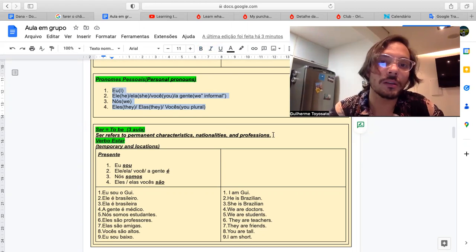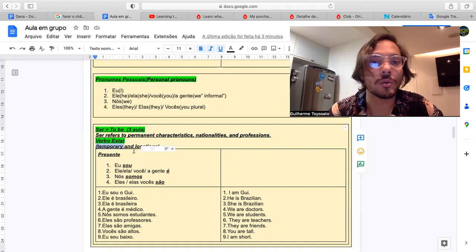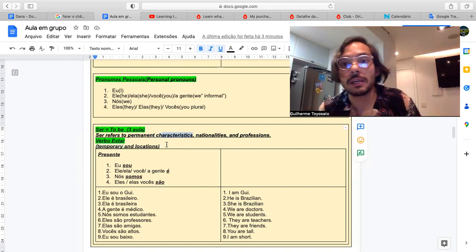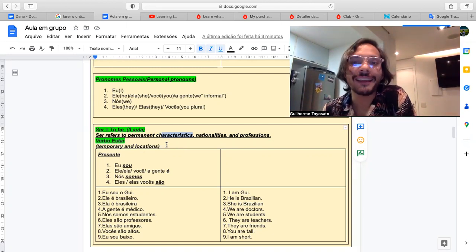The verb ser refers to permanent characteristics, nationalities, and professions. And the verb estar refers to temporary characteristics and location, right? So for example, if I say I'm happy, I can use the verb ser and I can use the verb estar.